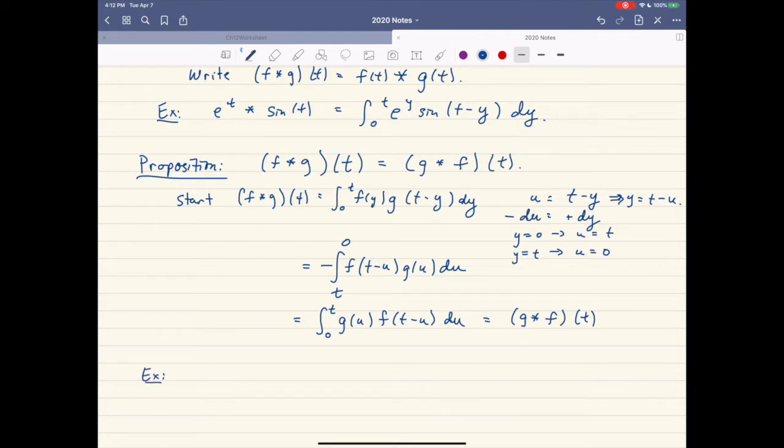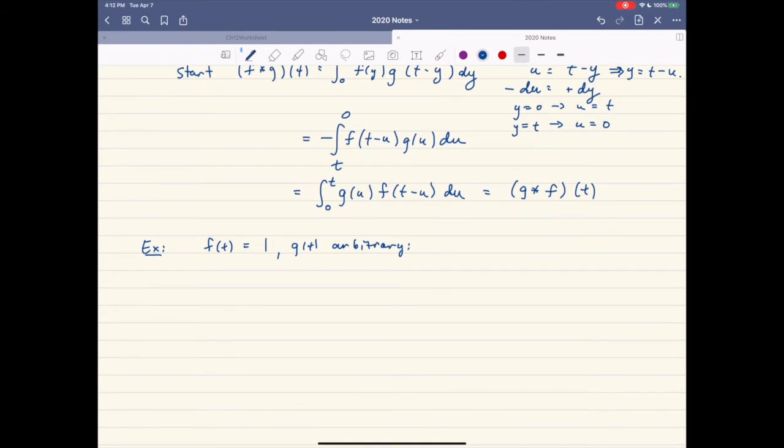the convolution. If I were to take, say, f of t is the constant function 1, and g is arbitrary, then what I want to do is compute f convolved with g. In other words, the function 1, it's important just to remember that this is the function which is identically equal to 1 no matter what t is. No matter what value of t we get, our output is 1. So this is the function 1 convolved with g of t.